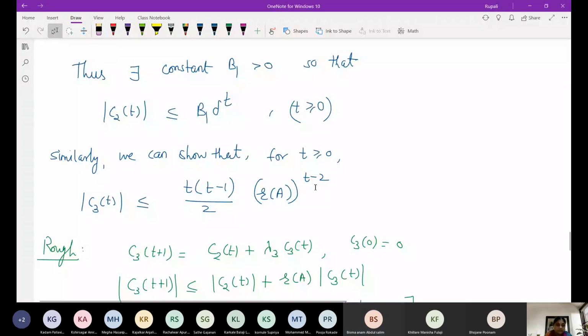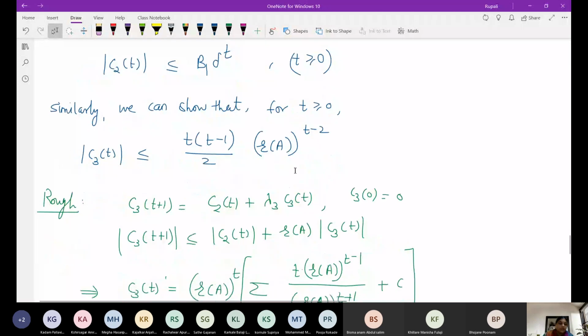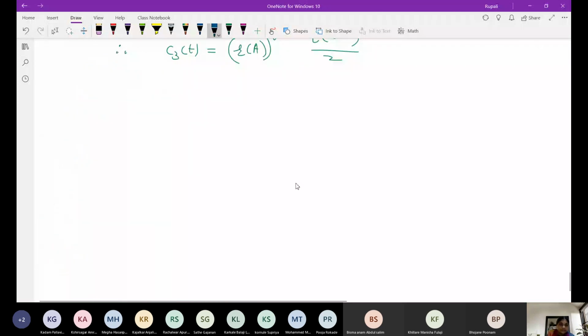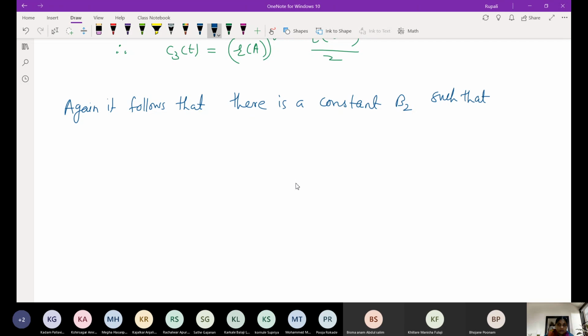Yes, ma'am. So again, it follows that there is a constant b2 such that mod of c3t is less than or equal to b2 times delta raised to t. Same logic.